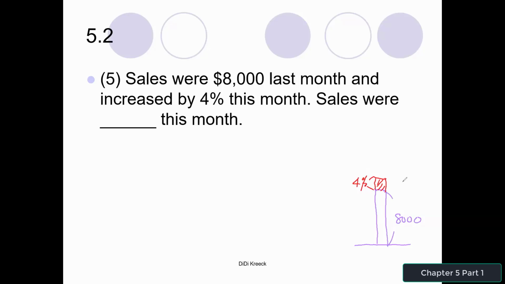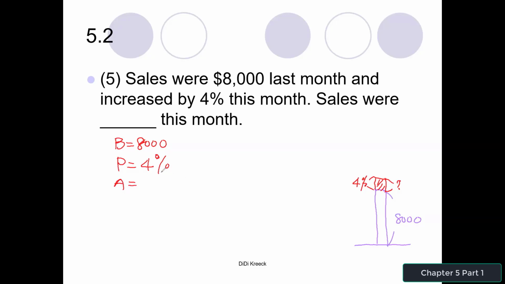Okay, so my sales this month will be the 8,000 plus the 4% increase. So it should be more than 8,000, right? So if we can find the increased amount, and then add it to the previous sales of 8,000, then we can find the sales for this month. Okay, so the old amount will be our base, which is 8,000. And then the percent will be 4%. With the old amount and the percent, we can find the amount that represents that 4% increase.